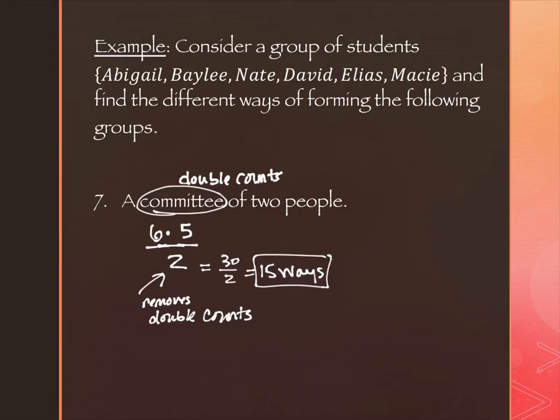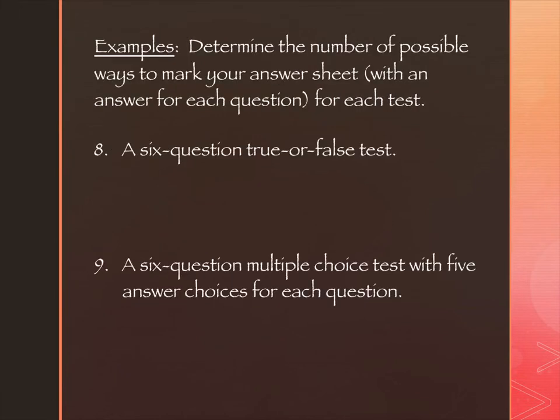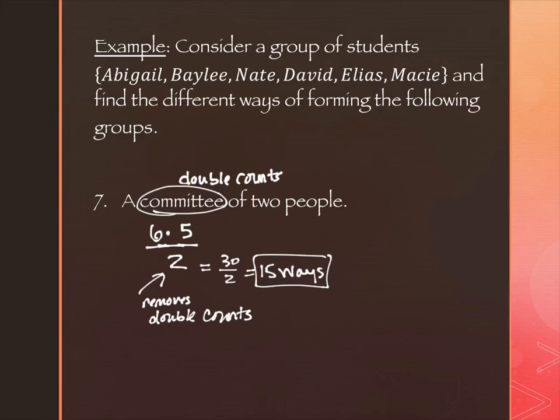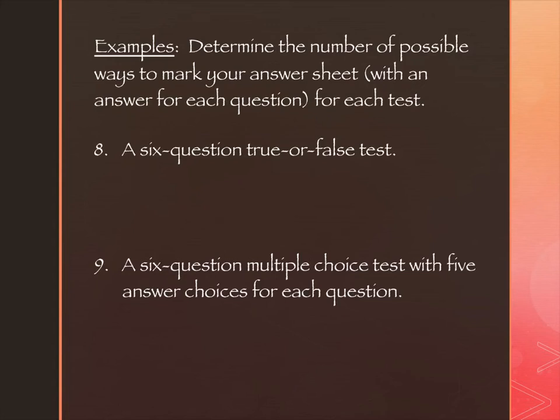So you all take tests in all kinds of classes, all kinds of tests, right? So we're just going to look at a few different examples of tests, and these would be more like quizzes because they're short. So imagine that you have a 6-question quiz. Determine the number of ways to mark your answer sheet when you have 6 questions that are true-false. So if there's 6 questions, it's like over here where I had 2 committee members. I need 6 blanks, okay? So I have 1, 2, 3, 4, 5, 6 different blanks because there's 6 questions.